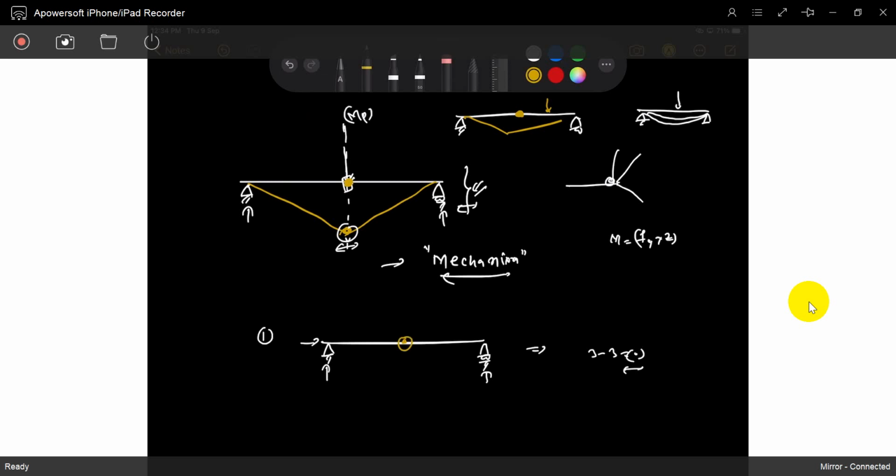If one hinge is there, it's going to be 0 minus 1, minus 1. Another equation will come: the hinge moment is 0 at this location. It's going to be another release point. Minus 1, it's unstable.